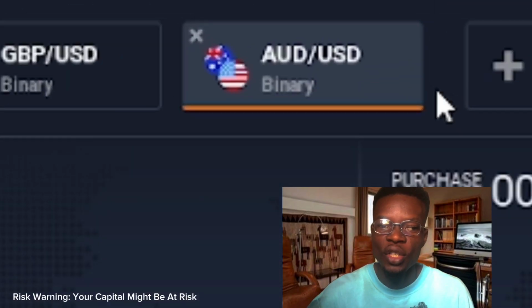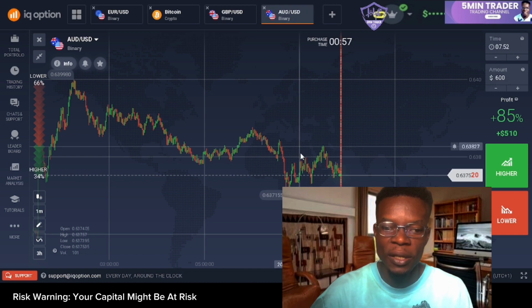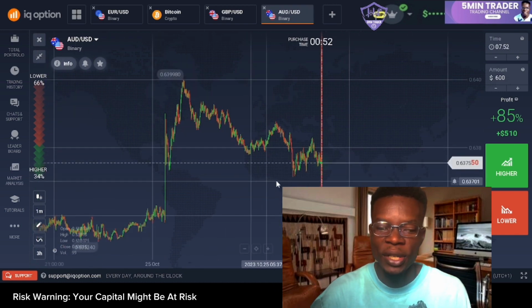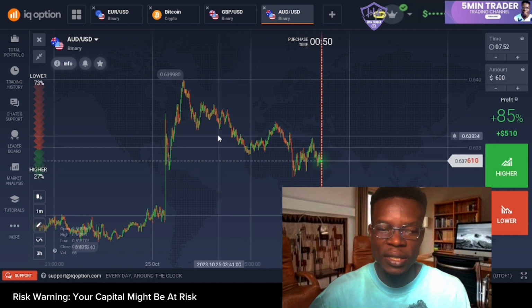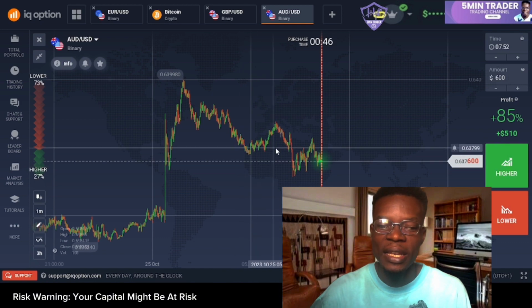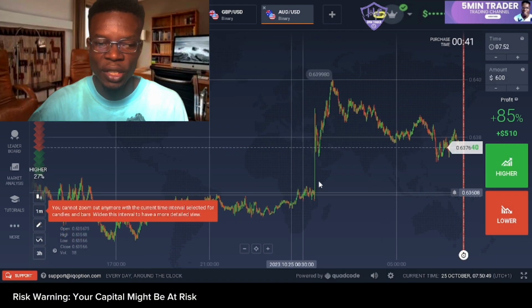So this is the Australian dollar US dollar chart. I rarely trade this pair, but I think I have a very beautiful setup here, so I'm going to trade it for today. You can see that the price in the market is currently selling at the moment, and I think I should jump into a trade soon.